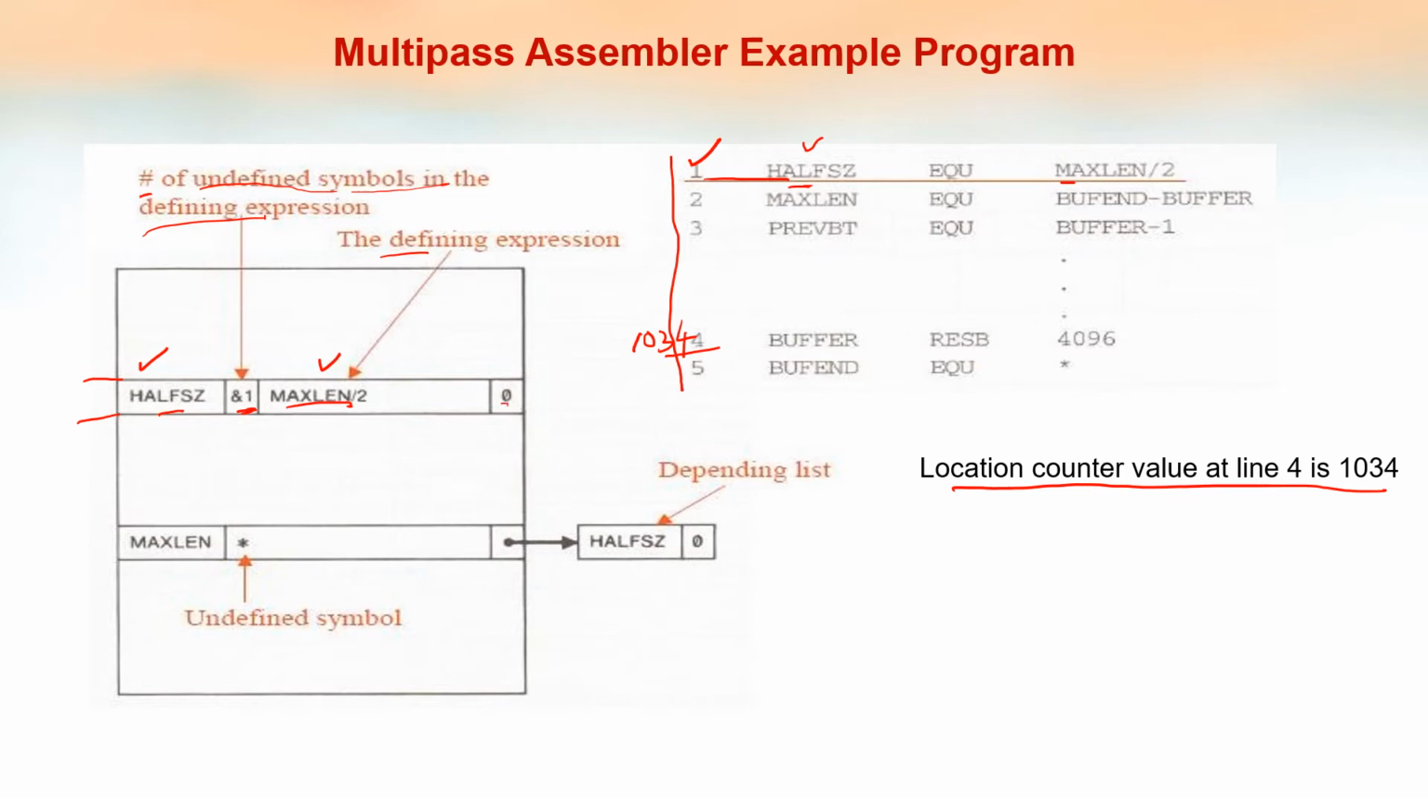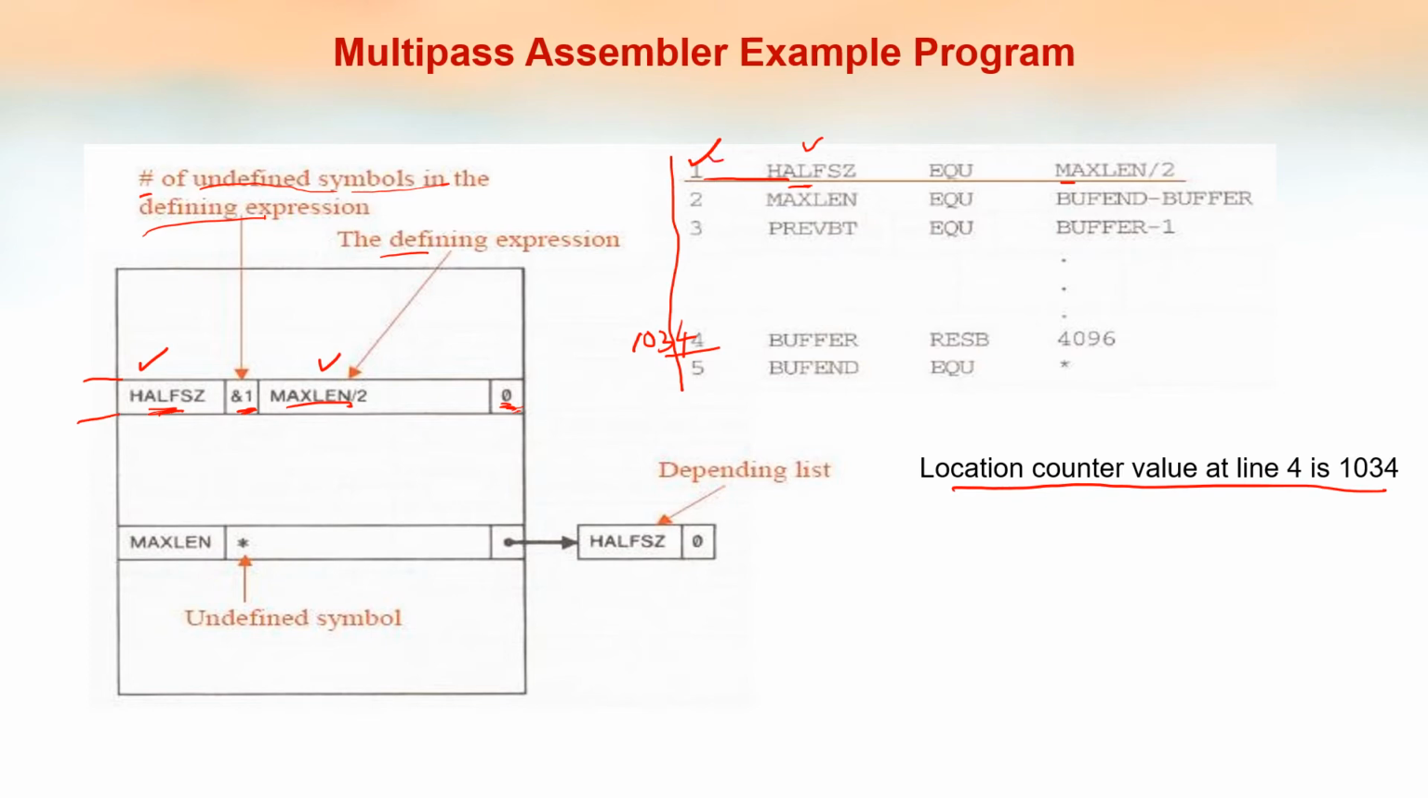One more thing we have to show in the symbol table, in the same row, is the dependency list of this symbol: what all symbols depend on the value of the symbol. Here it is half a set. No other symbol depends on the value of half a set, so it is given as a null set. And so this is the first pass.